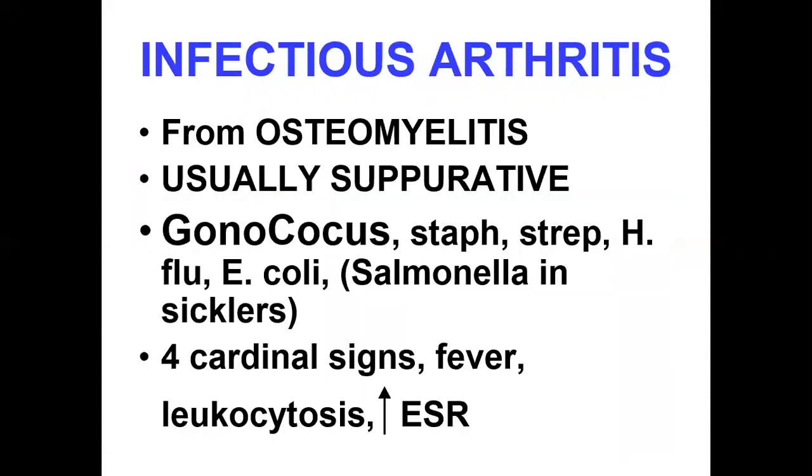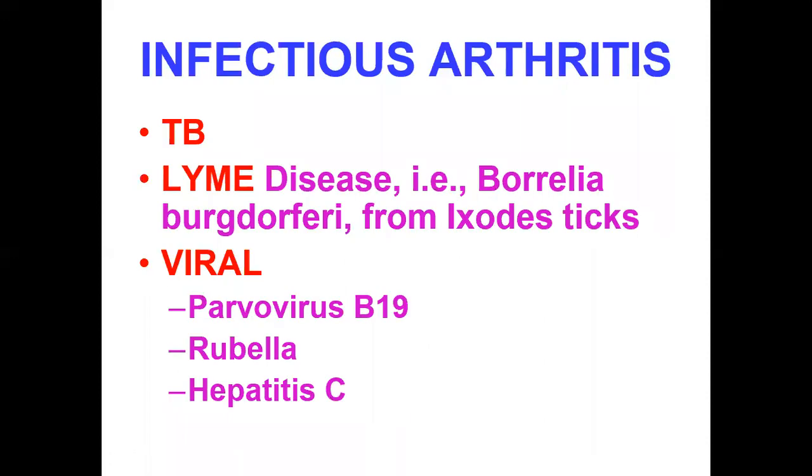Then there is infectious arthritis or suppurative arthritis. It may result from nearby osteomyelitis, and it is often caused by gonococcus or H. influenzae in children, Staph aureus in adults, and Salmonella in sickle cell disease patients. There are 4 cardinal signs: fever, leukocytosis, raised ESR, and joint pain.